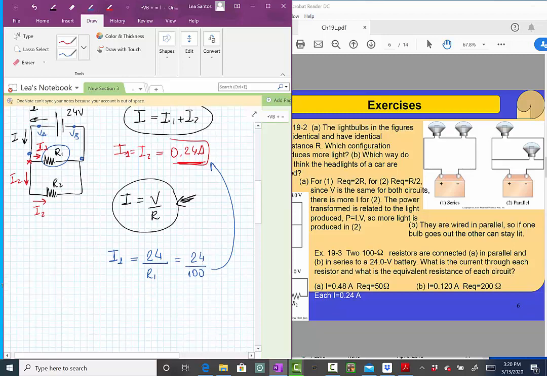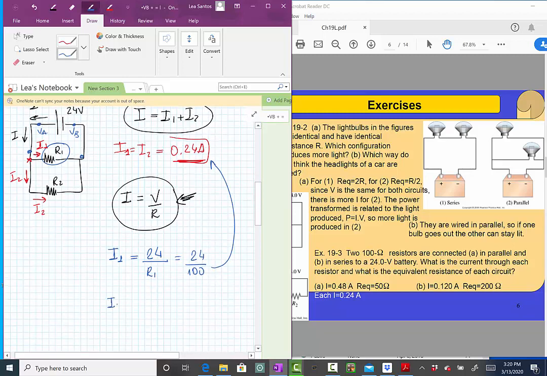Same thing for the current I2. I2 is going to be the potential difference between this point and this point. Well, this is VA. Now everywhere on this left side is VA, and everywhere on the right side is VB. So this again is the potential difference of the battery, 24. What is the resistance? R2. And what is R2? 100.